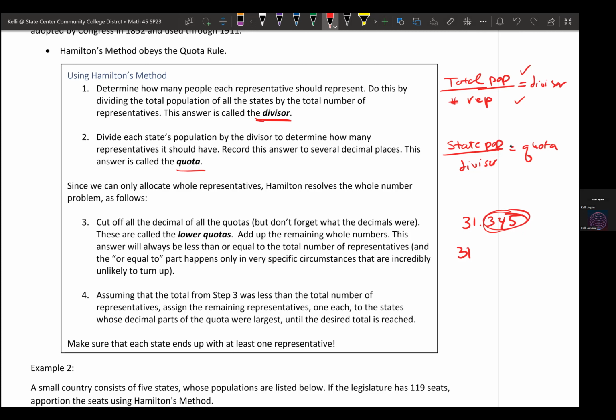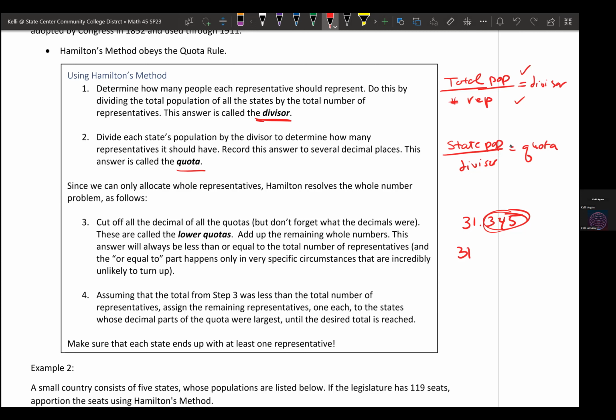Now, I guess I lied. It's possible that the divisor happens to be an actual divisor of the state's population, right? If your state's population was 1,000 and your divisor was, I don't know, 50 goes into 1,000. So it's possible that happened for all the states, but very unlikely. So assuming that did not happen, when you add up all the lower quotas, you're not using all the representatives yet.